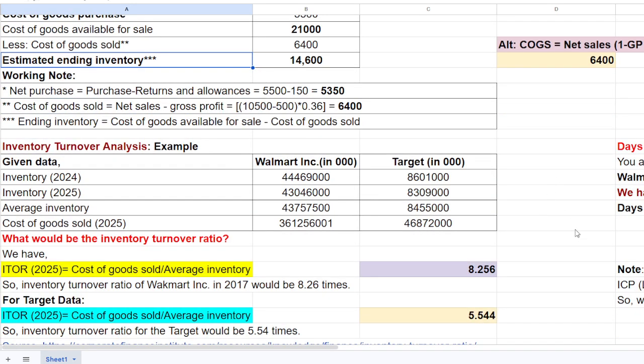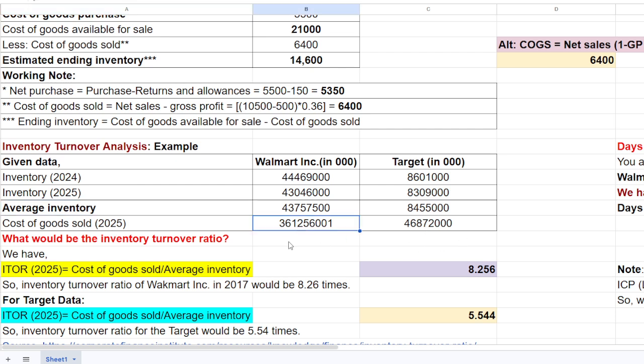Now let's talk about the inventory turnover ratio, the inventory turnover analysis part. When we have a good increment in the inventory turnover ratio, this is a good signal for the company. In this case, we have data for Walmart and Target, with inventory for 2024 and inventory for 2025. You need to find the average inventory when you are given the beginning inventory and the closing inventory.